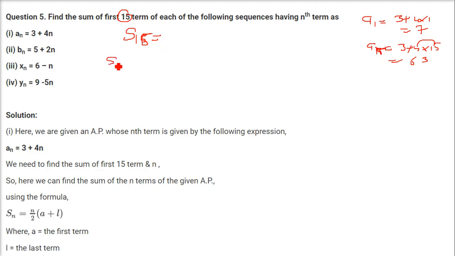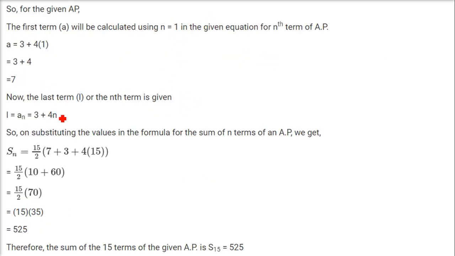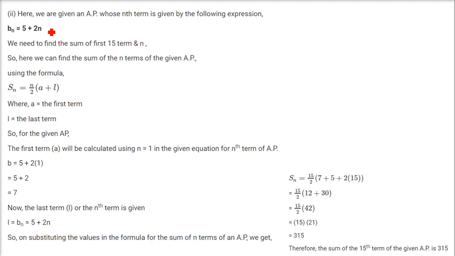So S15 will be n by 2 into (a plus l). a is 7, l is 63, and n is 15. 7 plus 63 is 70, and divided by 2 is 35. So this is going to be 35 into 15, which is 525. This is going to be the result. So all the questions have to be solved like this.